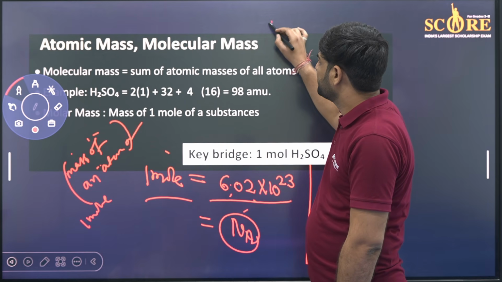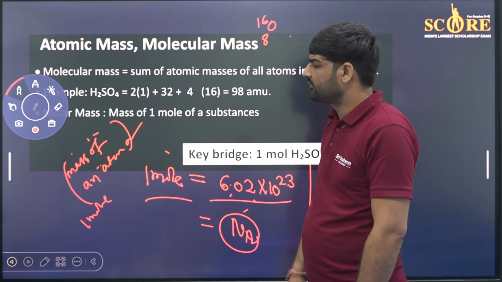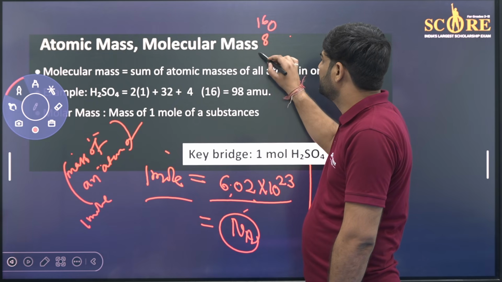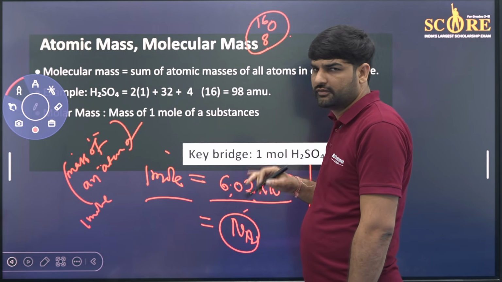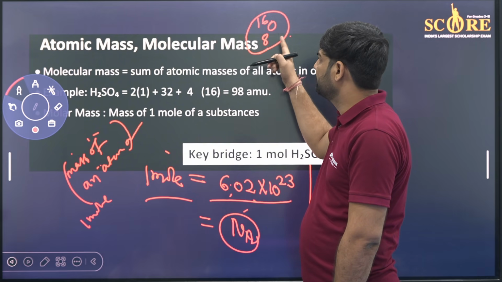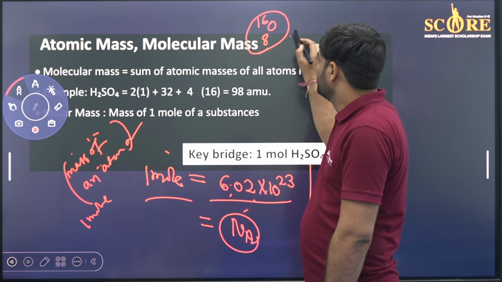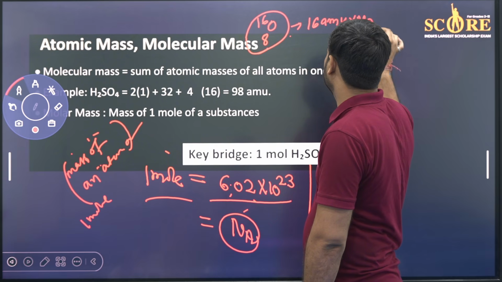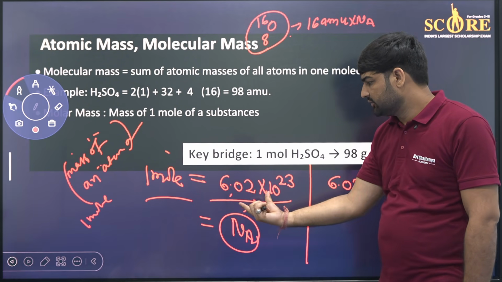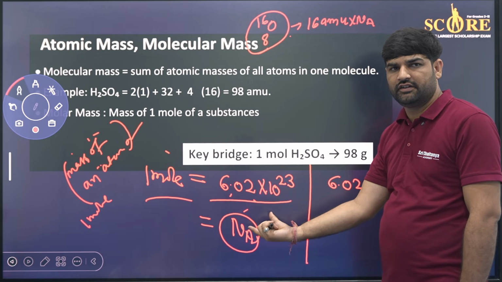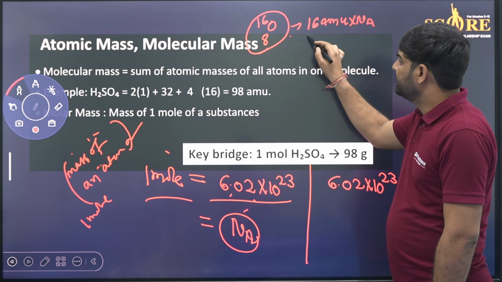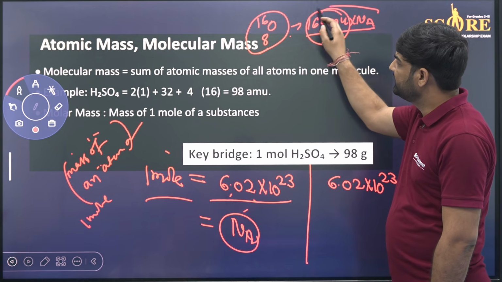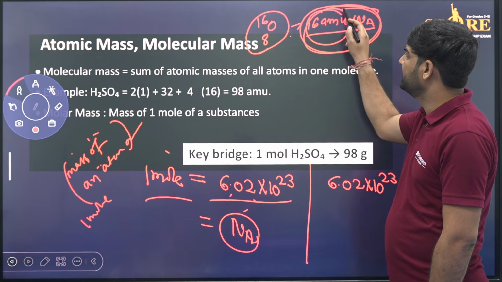For example, I have oxygen 16, and I have to calculate the molar mass. Then we know molar mass is the mass of 1 mole of substance. So we have to take 1 mole, then what is the mass? We know a single atom has mass of 16 AMU, and 1 mole means Na atoms. 1 mole means 6.02 multiplied by 10 raised to power 23, it means Na. So we can say 16 AMU multiplied by Na. This is the mass of a single particle and this is the mass of 1 mole of particles, it means Na particles.